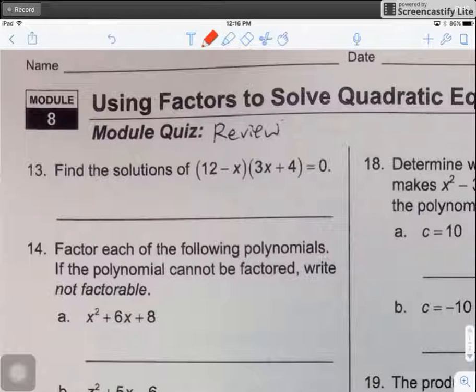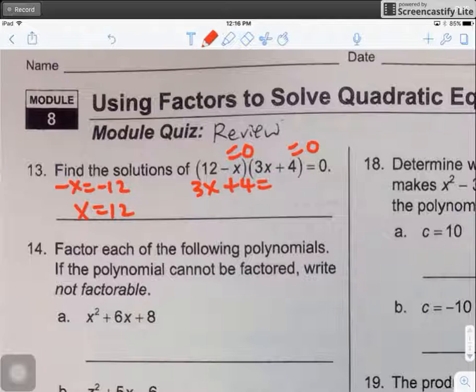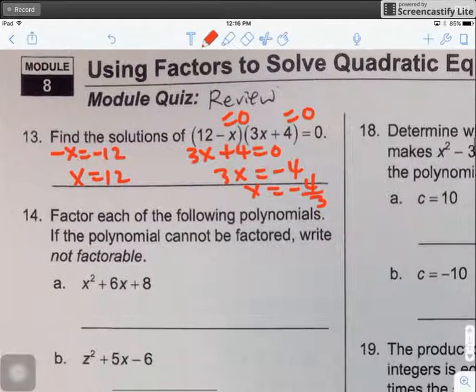Okay, number 13, find the solutions of this equation. So again, I'm going to take the first and the second parentheses and set each equal to 0. Taking opposite, I will have negative x equals negative 12, and therefore x is equal to 12. And then from here, we have 3x plus 4 equal to 0, minus 4 from both sides. I'll have 3x equals negative 4, and therefore x equals negative 4 over 3. So those are the two answers.